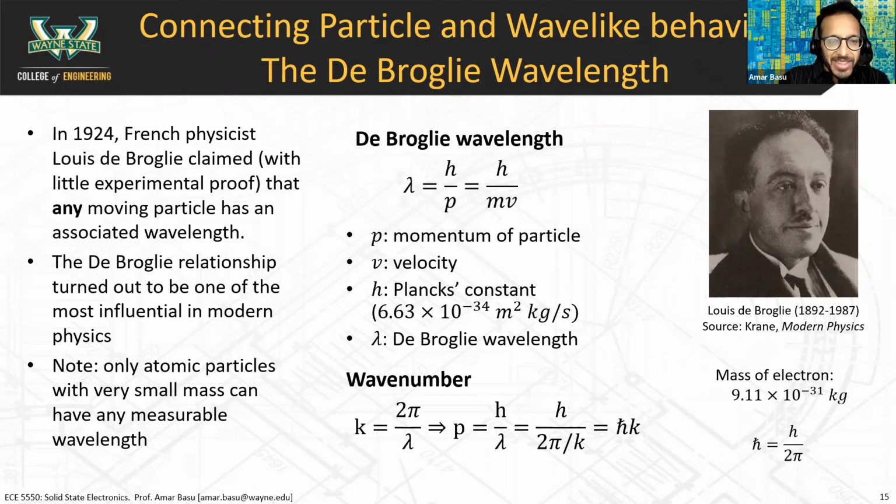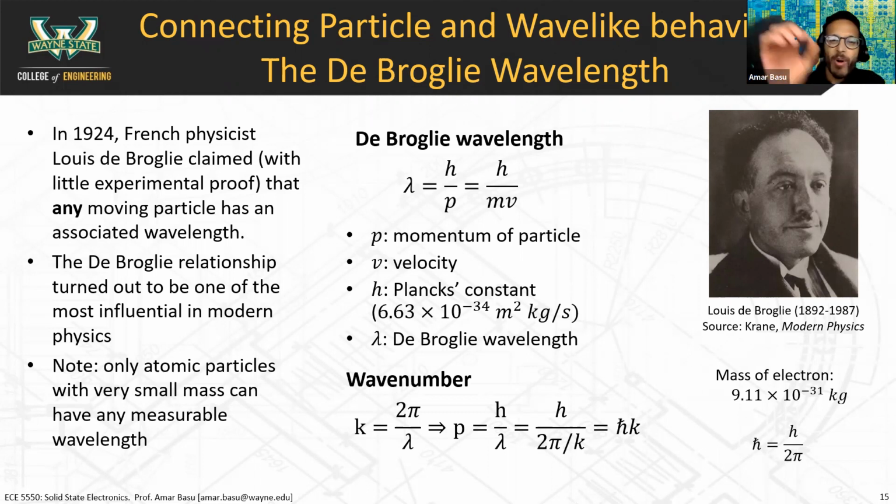The story is that de Broglie was a French physicist, and he came up with this extremely simple equation with very little experimental proof. But it turned out that he was right, and it turned out to be one of the most influential equations in modern physics. The de Broglie equation basically said that any moving particle has an associated wavelength. So think about that for a second. This is an equation that is bringing together the particle-like nature and the wave-like nature.